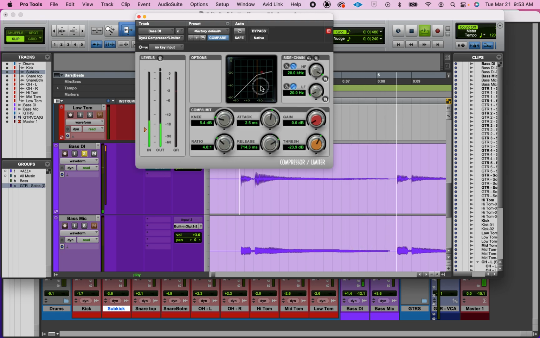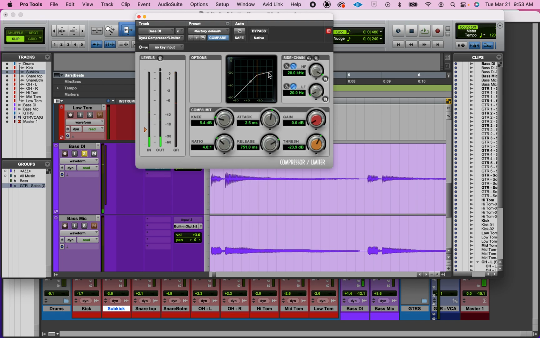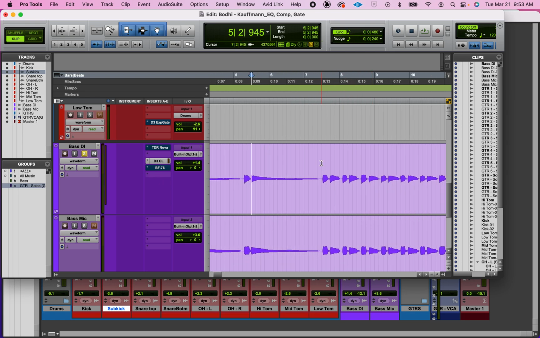Let's be crazy with our release. Okay, you can hear the long breathing of that compressor as it comes back to volume. So this one, for example, I'm really trying to hit this so it gets to be similar in volume to that. But we also want to consider what the rest of the song is like.